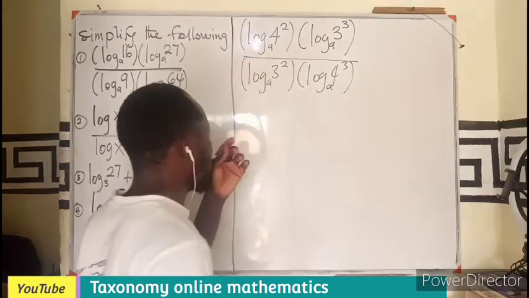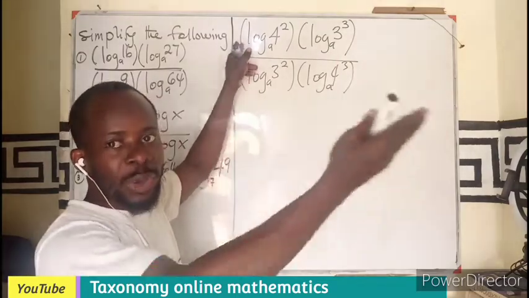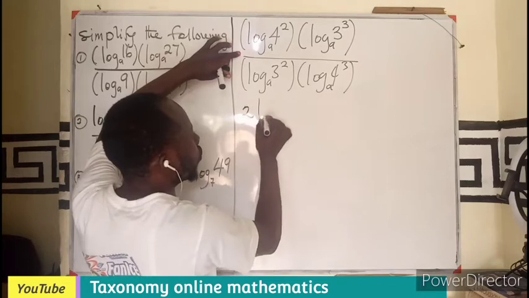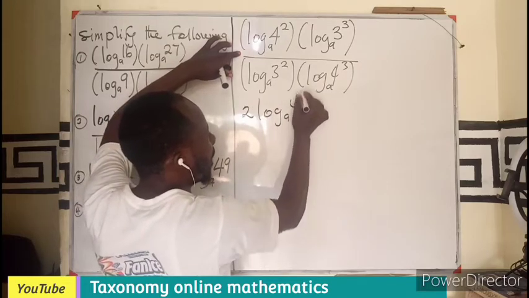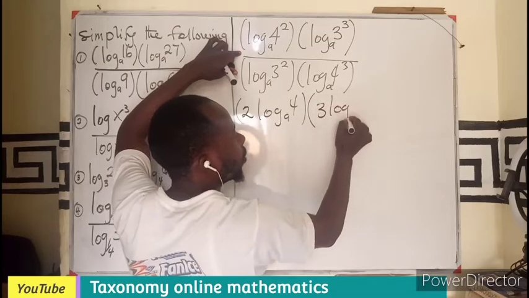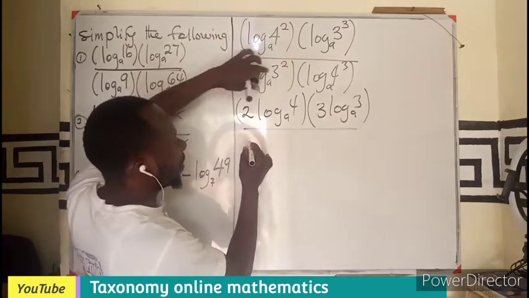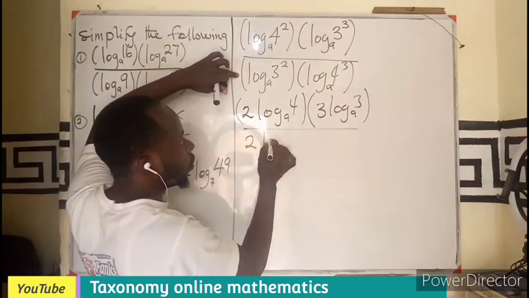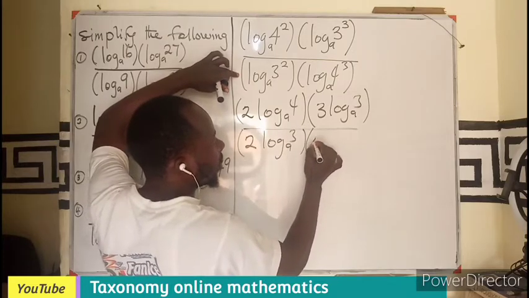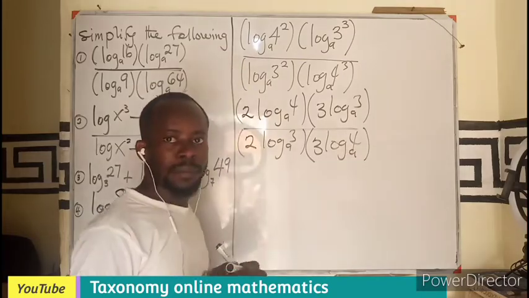So in this case, what do we do? We apply the third law, which says that the exponent becomes a number to multiply the logarithm. So I'll be having 2 log 4 base a times 3 log 3 base a, divided by, in this case, I will still have my 2 log 3 base a multiplying 3 log 4 base a.